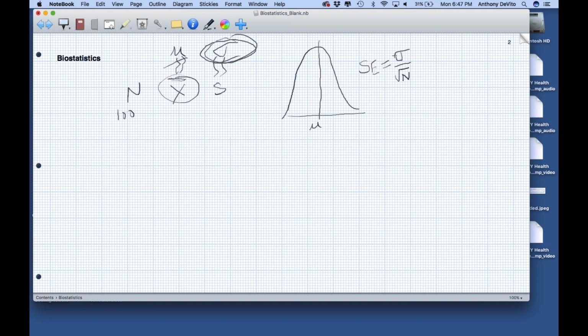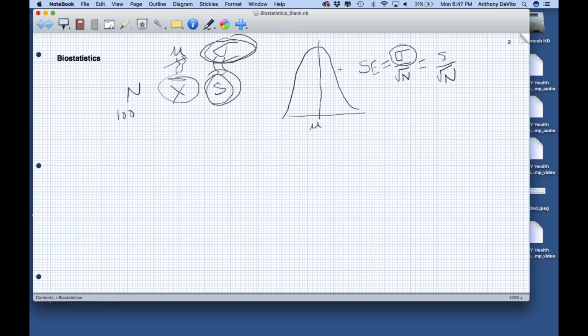Right? Only problem with that is that to know that, I have to know the population standard deviation. If I don't know the population standard deviation, I'm forced to use what I do know, which approximates it, but is not exactly the same thing, which is the sample standard deviation. So our standard error becomes s over the square root of n.